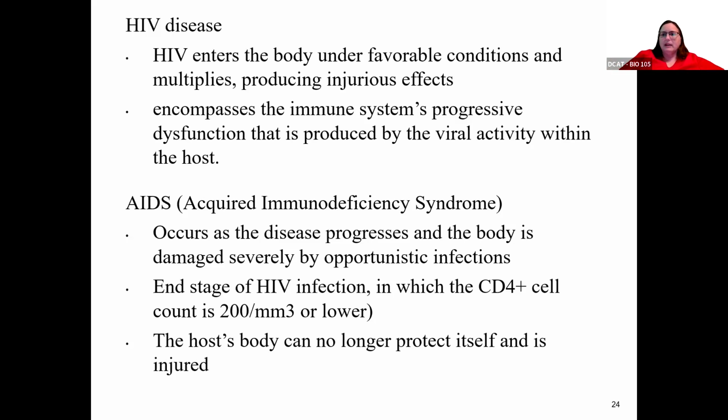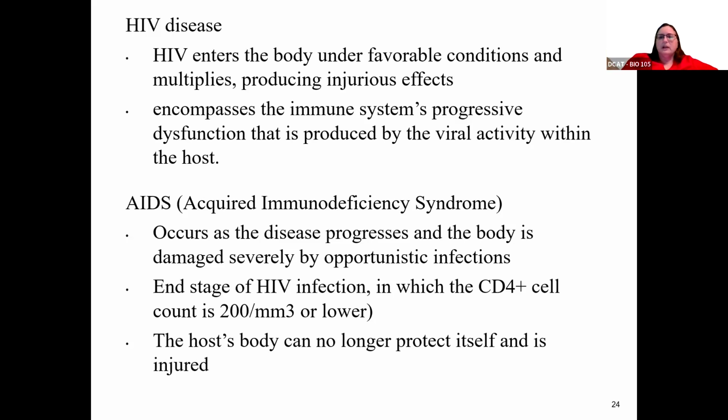Okay. Then we have AIDS, which is the acronym for Acquired Immunodeficiency Syndrome. And this occurs as the disease progresses and the body is damaged severely by opportunistic infections. And remember earlier we said opportunistic infections are those infections that are just waiting for the right opportunity to rear its head and cause a problem. Okay. End stage HIV. It's also called the end stage of HIV, but most people call it AIDS.